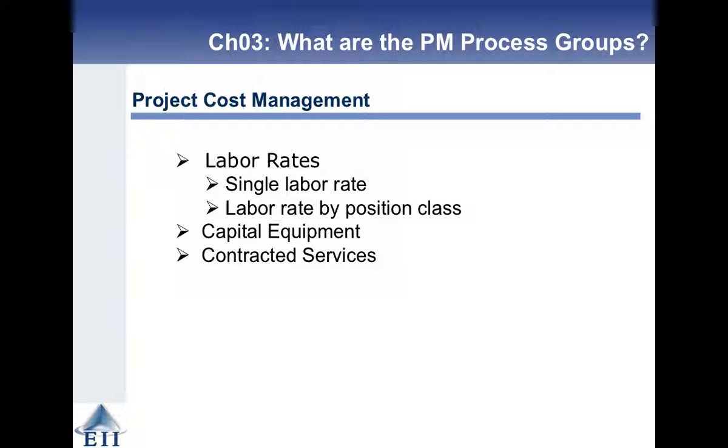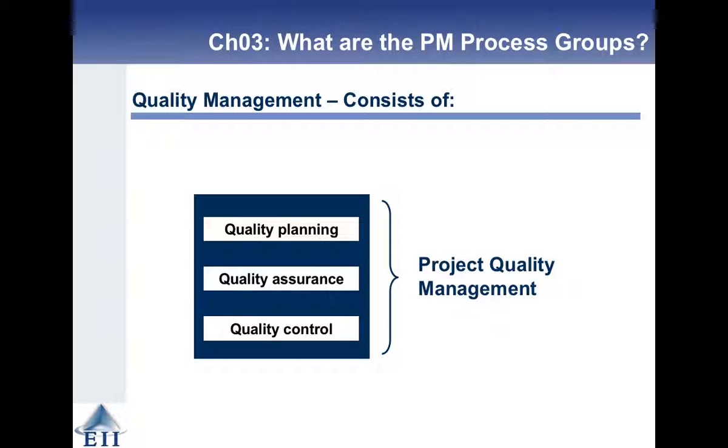So cost management, there's labour rates. You could use a single labour rate. When I worked at United Technologies, the UTRC labour rate was standard across the board. It didn't matter whether you're a senior person or a junior person, you got a single labour rate. And there's capital equipment, and then there's outsourcing or contracted services that you need to cost. Quality management has several aspects. There's planning, assurance, and then control.